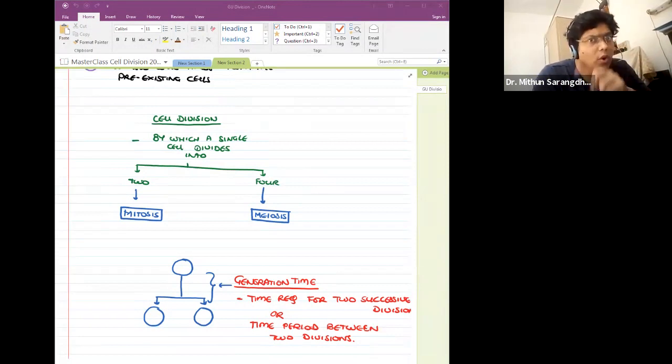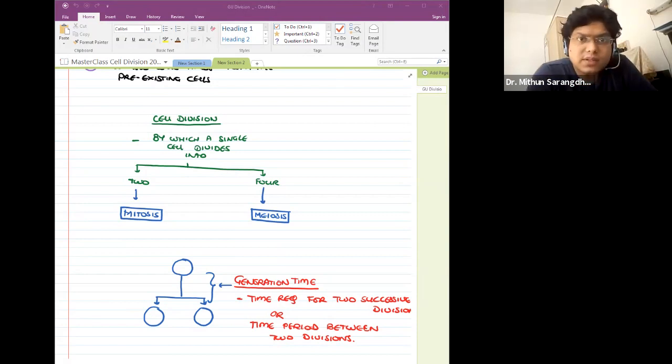But then we also said that we have one cell giving rise to four new cells. Now, what is that? That is nothing but meiosis. And where does meiosis occur? Meiosis occurs in only and only your reproductive cells, like the cells of the testes and the cells of the ovaries. And what does it do? It is going to help in the production of gametes, that is the sperms and the ovum.